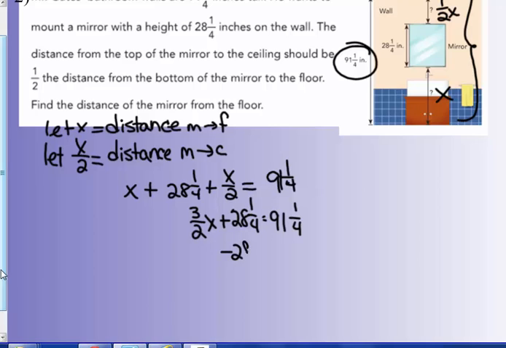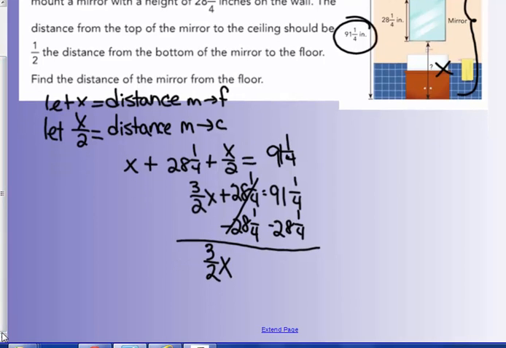Subtracting 28¼, showing the minus sign, showing the cancel. I get 3/2 of x. To move this up a little, I get, well, the quarters nicely cancel. And 11 take away 8 is 3, 8 take away 2 is 6. So I get 63.